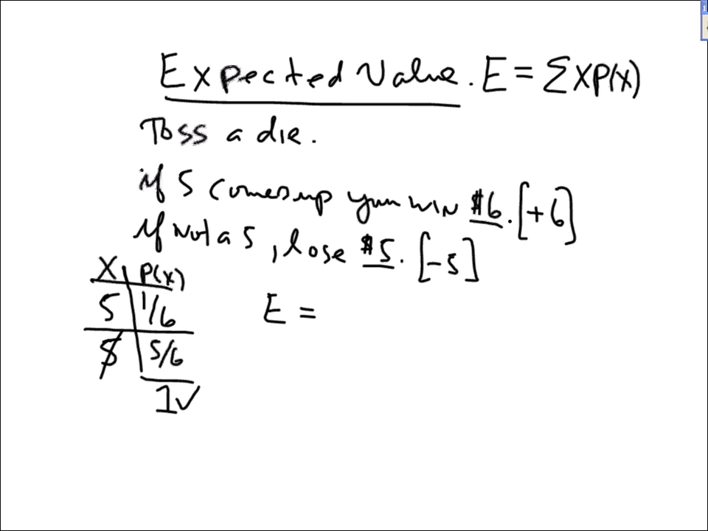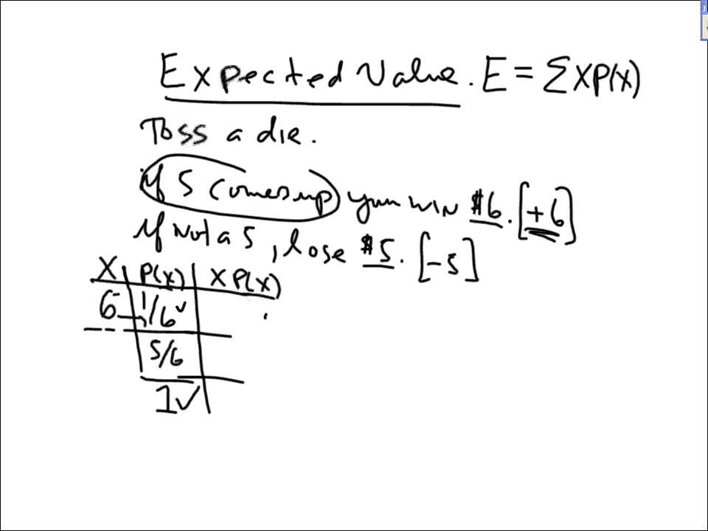Well, let me continue. It's the summation of x times p of x. So let's actually do the multiplication. X times p of x. 5 times a 6. Something's wrong. Like I said a few moments ago, the x's are how much you win and lose. If you win $6, that means the 5 came up and the probability is 1/6. The next possibility is you lose $5. And that happens if you don't have a 5, so the probability is 5 out of 6.